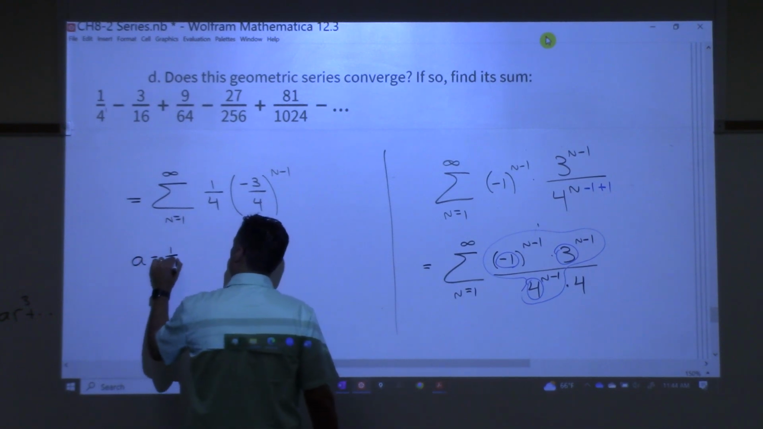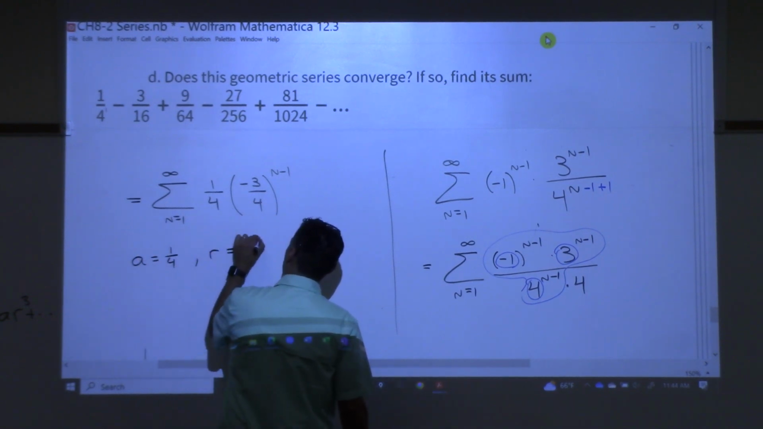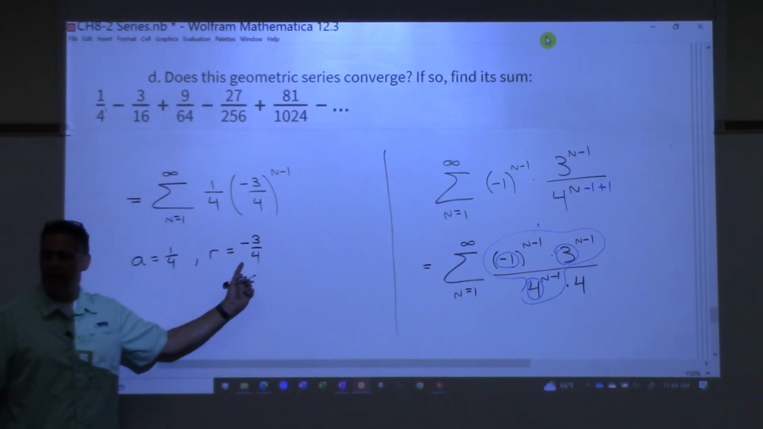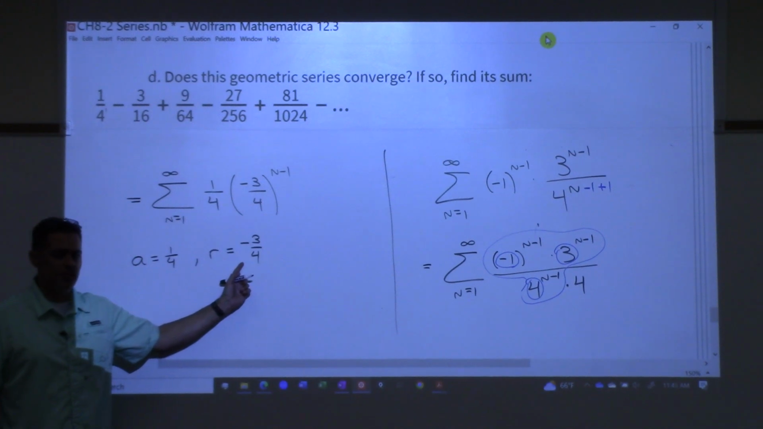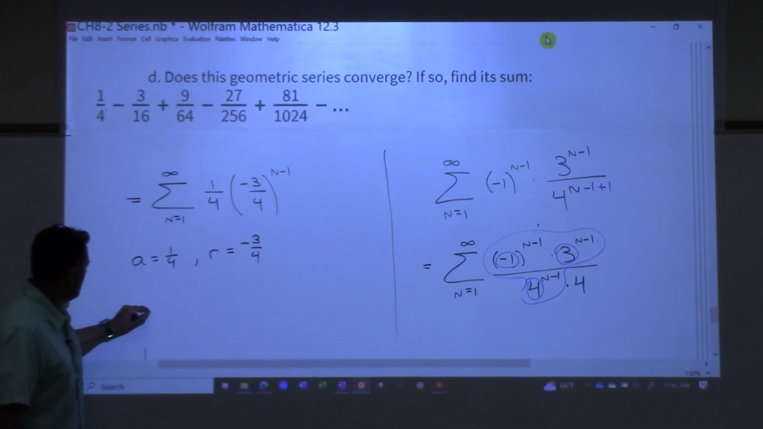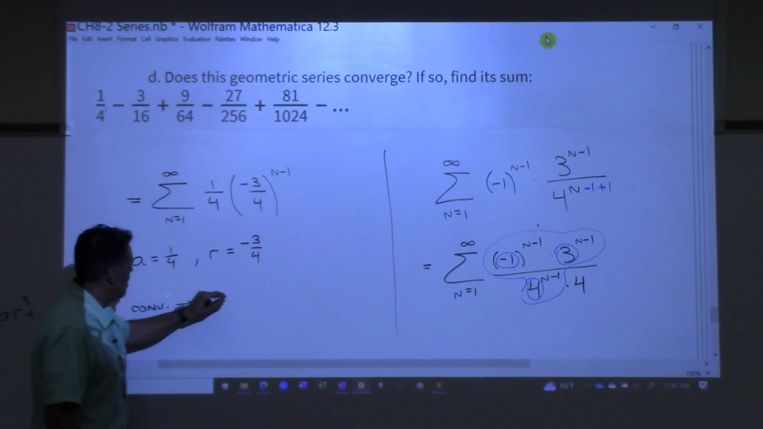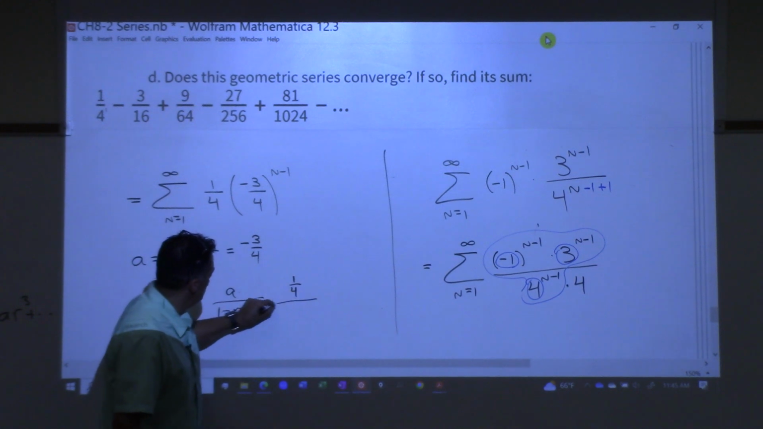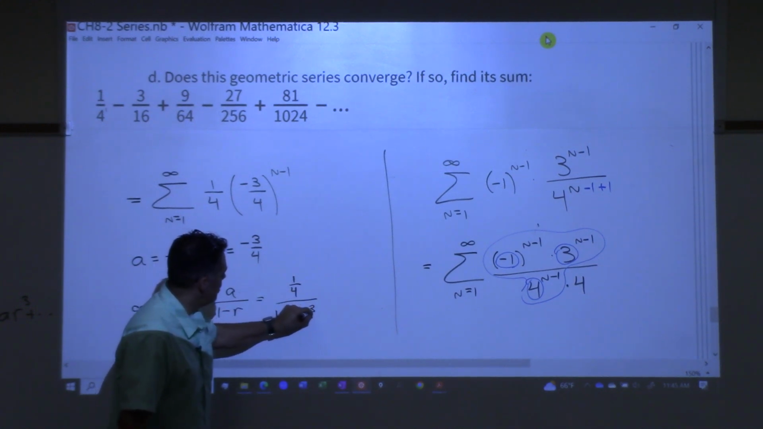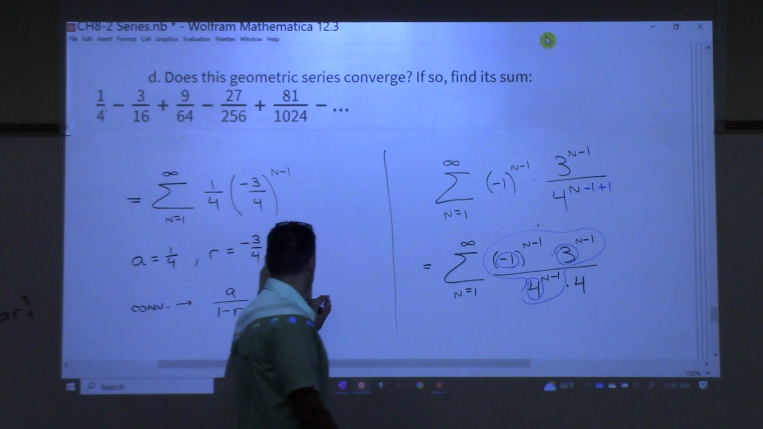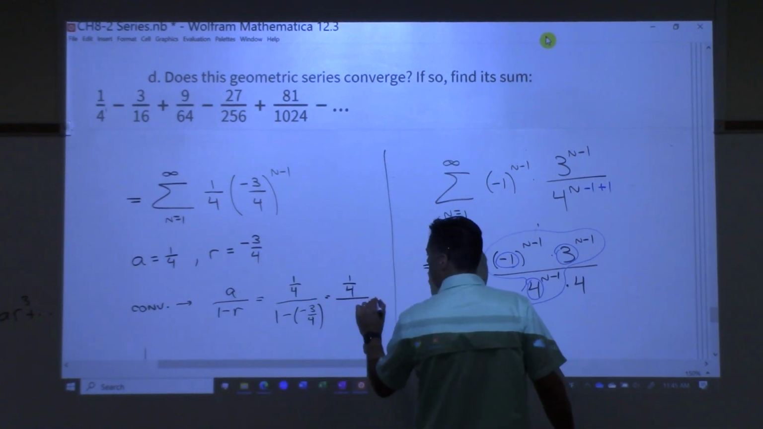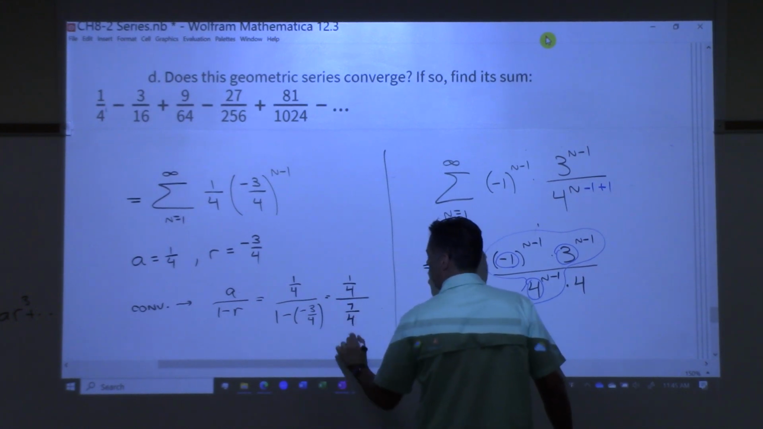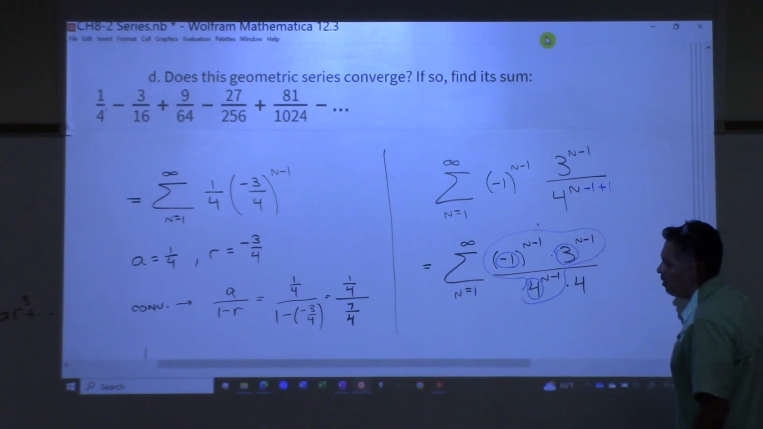A equals 1/4. R is -3/4. I'm not going to write it this time, but do we all agree the absolute value of R is less than 1? Yes. So this converges to A over 1 minus R, which is 1/4 over 1 minus a double negative, -3/4. So this is 1/4 over 7/4. And then when you flip, you get 1/7.